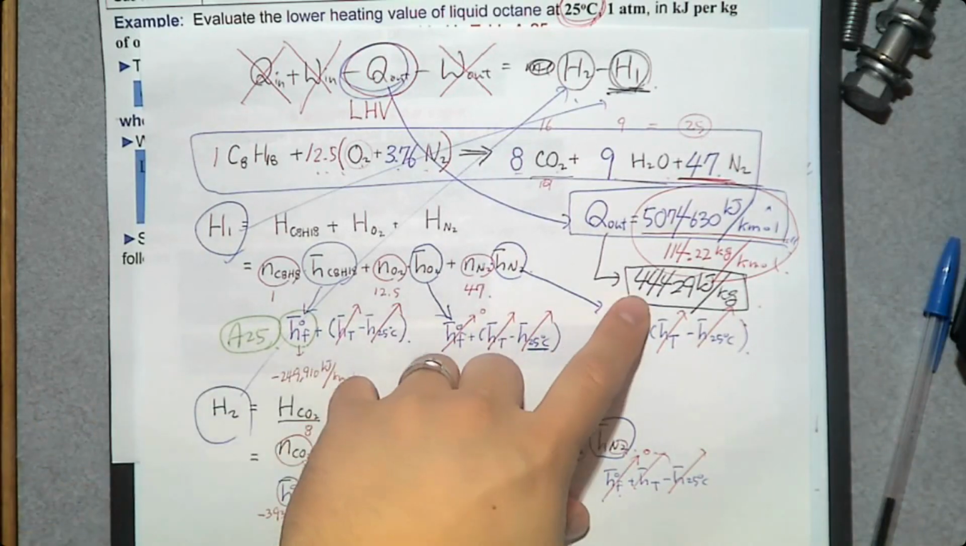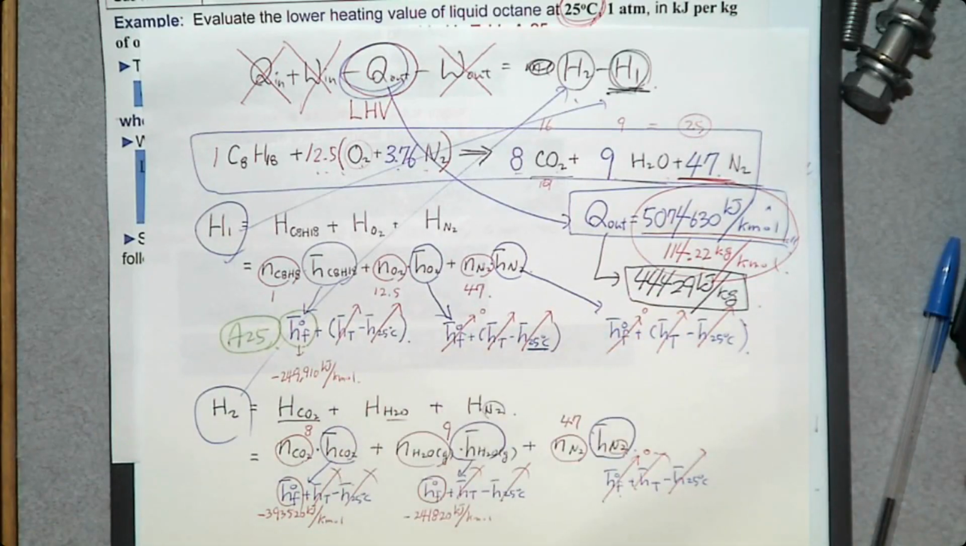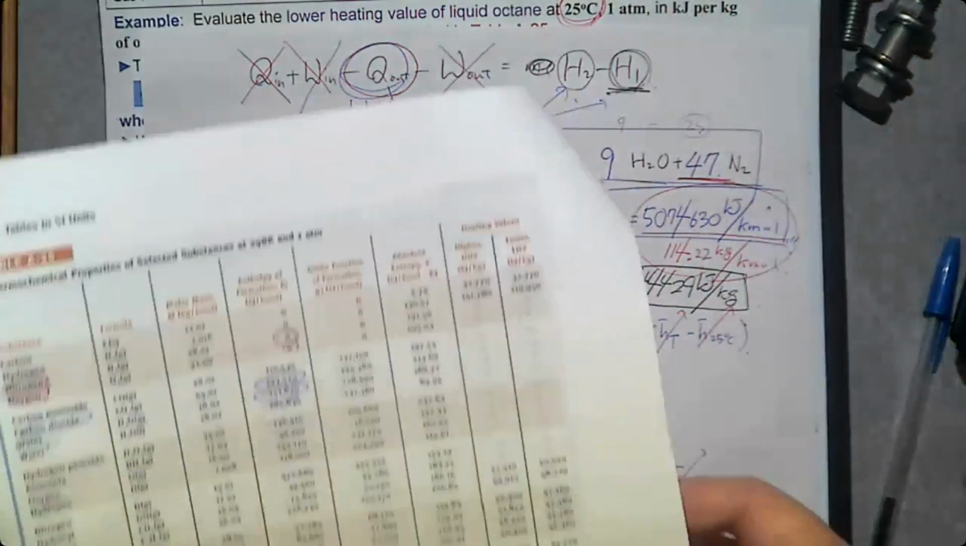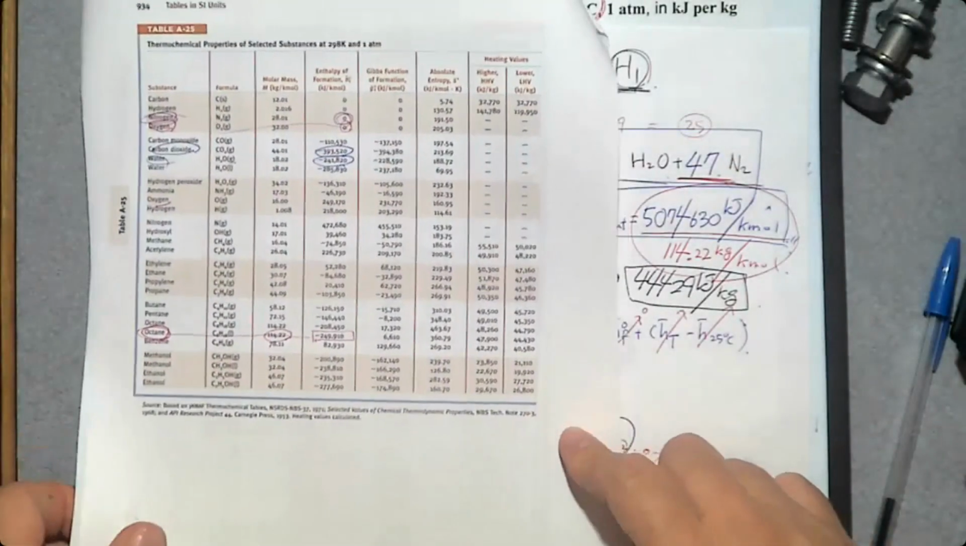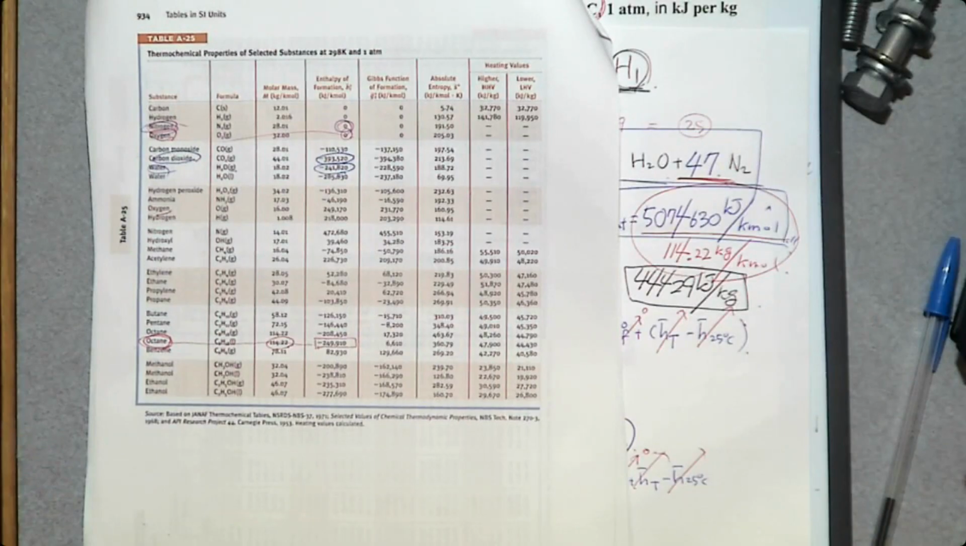Then what is this 44,429? If you go to this table A25, the last column is lower heating value. That's what we just determined. For liquid octane, the lower heating value is 44,430, and we got 44,429. So they are close enough.